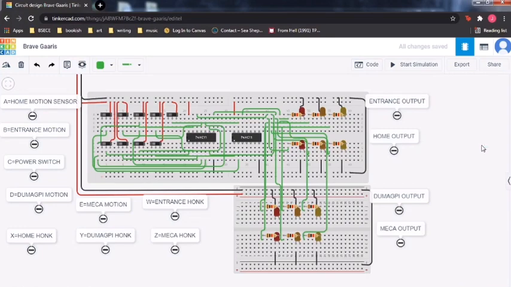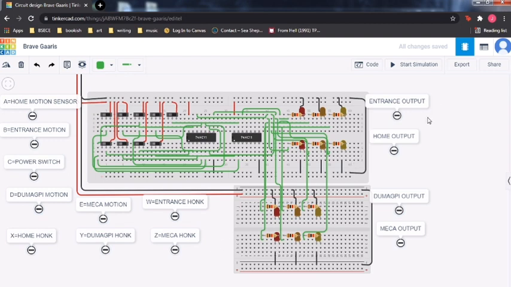This is the demonstration for my solution of the problem, blind curve. So I have here the 5 inputs at the top, which correspond to A, B, C, D, and E for the motion sensors. And for the bottom part, I have the 4 remaining inputs, which are W, X, Y, and Z for the honk sensors. So first, let's try the output.